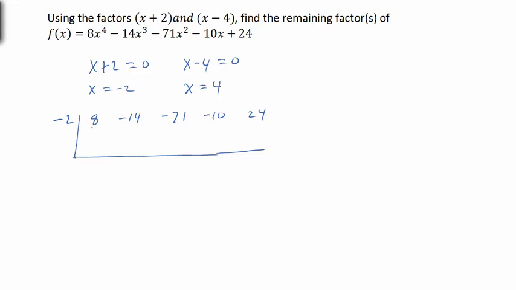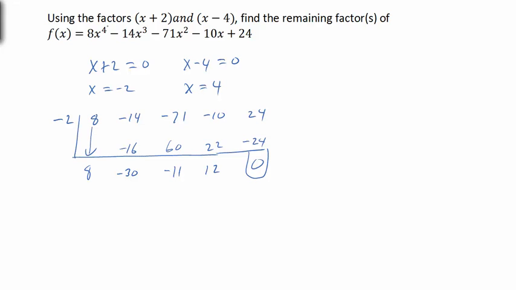So first I'm going to bring the 8 straight down, and then we have negative 2 times 8, which is a negative 16. Negative 14, negative 16 is a negative 30. Negative 2 times negative 30 is a positive 60. And negative 71 and 60 is a negative 11. Negative 2, negative 11 is a positive 22. Negative 10 and 22 is 12. And of course, negative 2 and 12, we end up with our negative 24. So the last two cancel out with a remainder of 0.